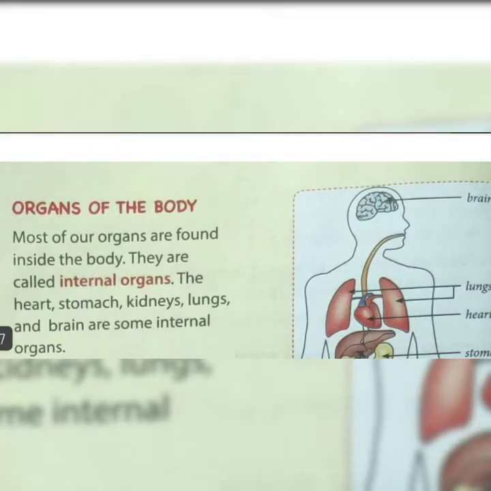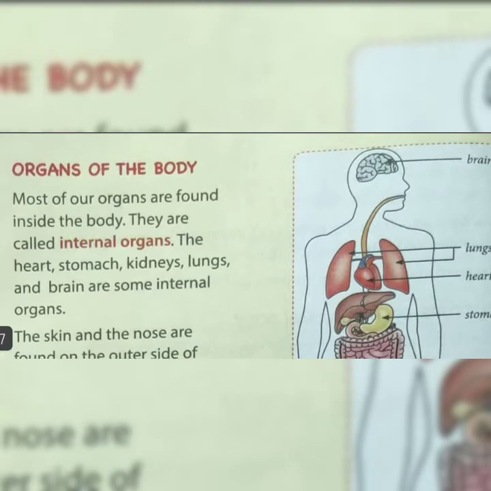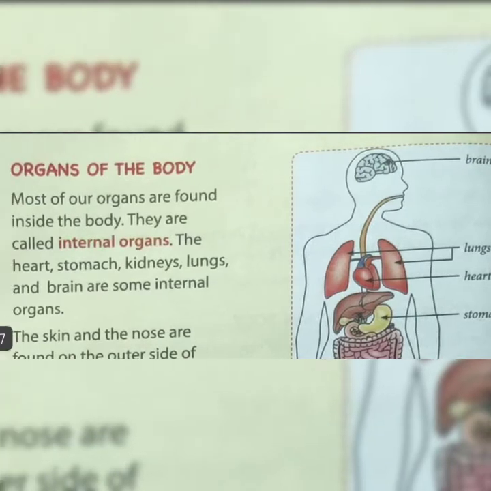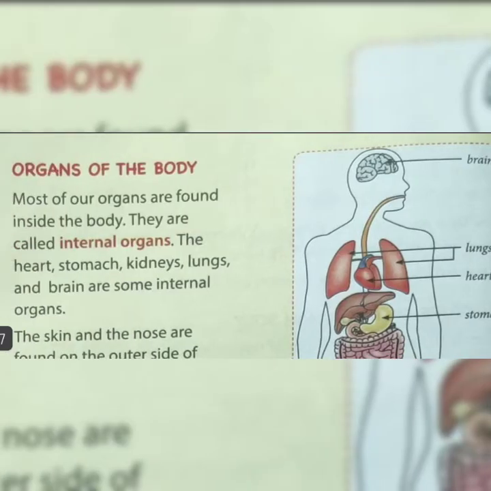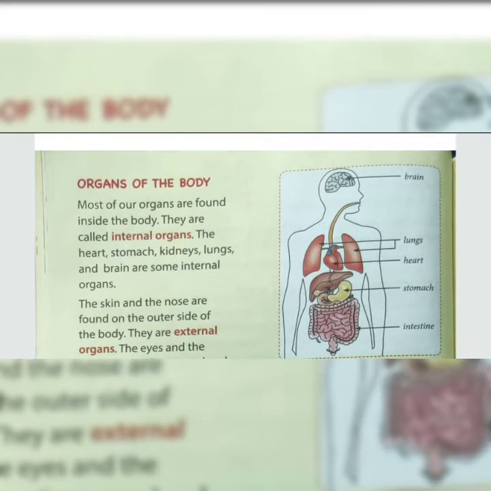Next, organs of the body. Most of our organs are found inside the body. They are called internal organs. The heart, stomach, kidneys, lungs and brain are some internal organs. Right, see this picture here.